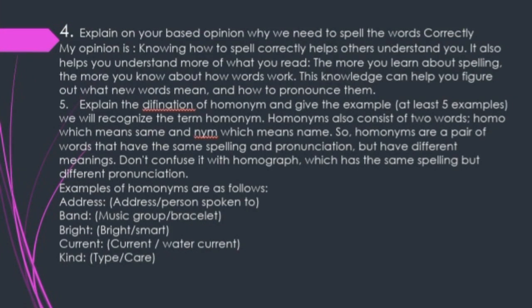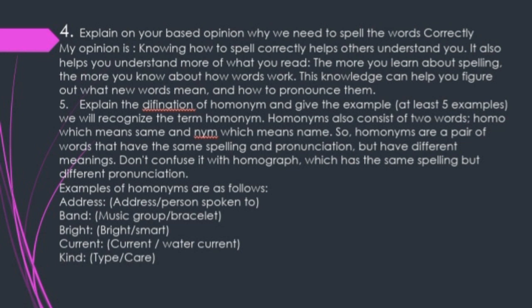Number 4. Explain your best opinion on why we need to spell words correctly. My opinion is, knowing how to spell correctly helps others understand you. It also helps you understand more of what you read. The more you learn about spelling, the more you know about how words work. This knowledge can help you figure out what new words mean and how to pronounce them.